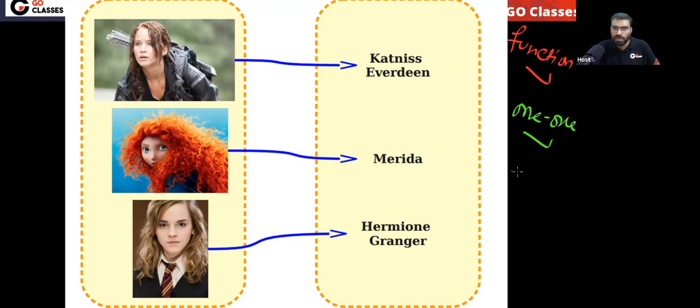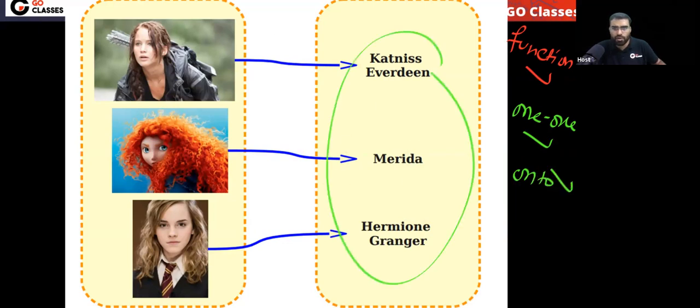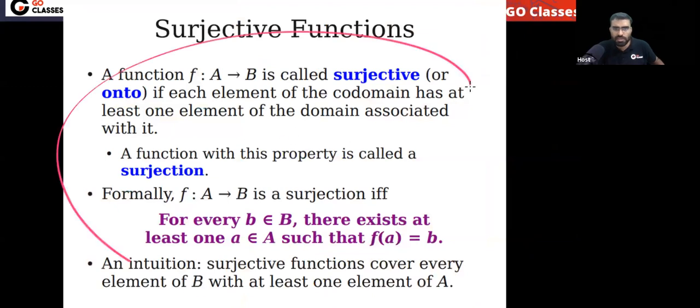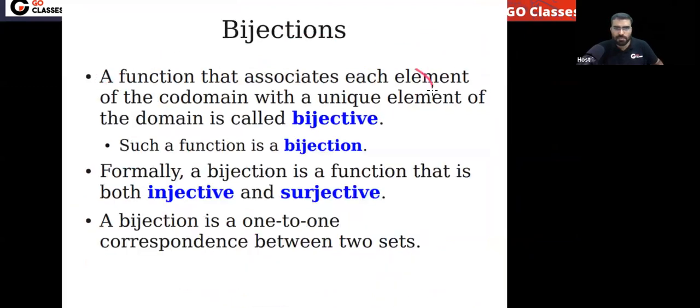So this is one-to-one. Is this onto? Yes, this is onto. Every element of codomain is covered. What about bijection? Is this bijection? Yes, this is bijection also. Okay. So very simple. I hope you understood all these things: what is surjective function, what is bijective function.